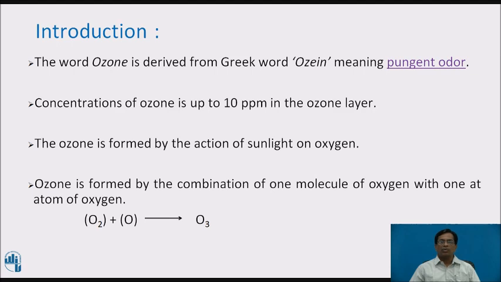The word ozone is derived from the Greek word ozein, meaning pungent odor. Concentrations of ozone are up to 10 ppm in the ozone layer. Ozone is formed by the action of sunlight on oxygen. It is formed by the combination of one molecule of oxygen with one atom of oxygen. This is the reaction which gives us ozone, that is O2 plus nascent oxygen forms O3.